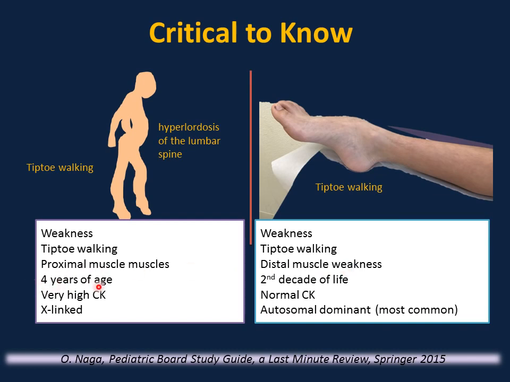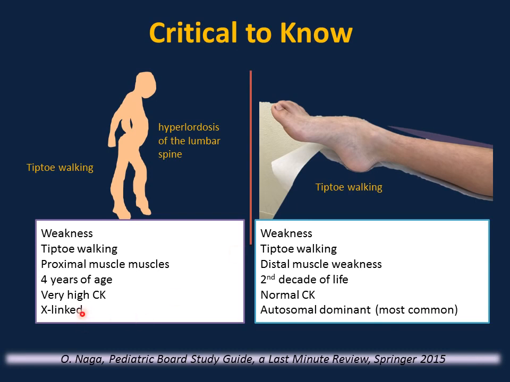The classic presentation of Duchenne muscular dystrophy is around 4 years of age. Here, in the second decade of life, if you order CK, for Duchenne, as we mentioned, it will be elevated in the thousands. Here it will be normal. If you look at Duchenne, they have bulky calf muscles. Here they have wasted muscles in the legs and also the hands.